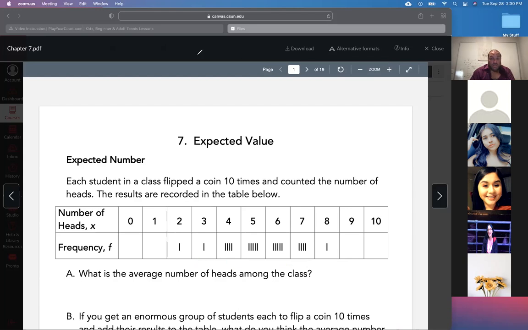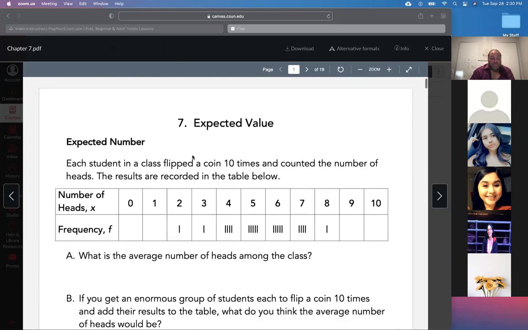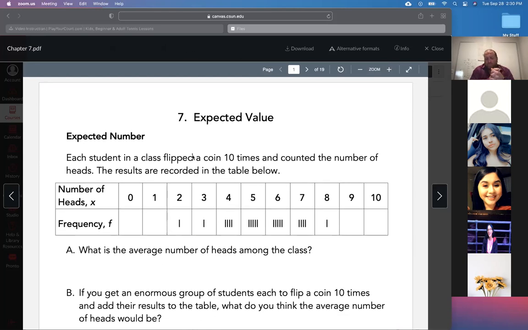Yes. Okay, so if you get an enormous group of students, each to flip a coin 10 times and add the results like we did in the table, what do you think the average number of heads would be? If we had an enormous, not 21 like we did here, but enormous number, what do you think it would be? Closer to 5. Closer to 5, right?